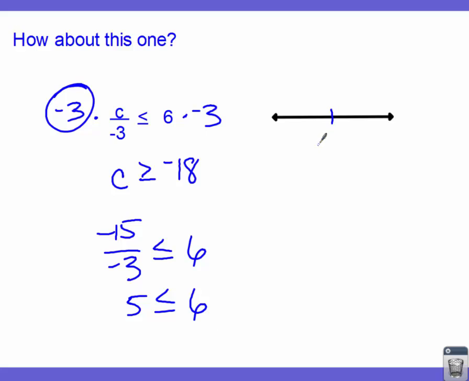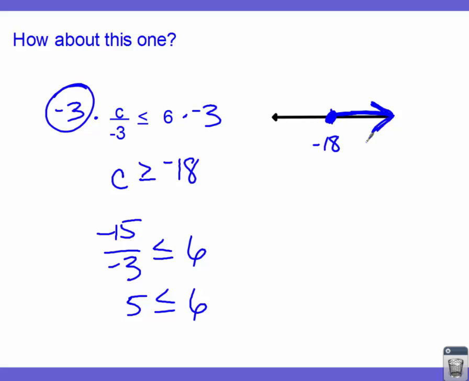So we come over here to do a quick graph. We put a line on it. We put a negative 18. In this case, we put a closed circle on negative 18. And our answer is going to be answers that are greater than negative 18, so it's going to be the ones that are to the right.